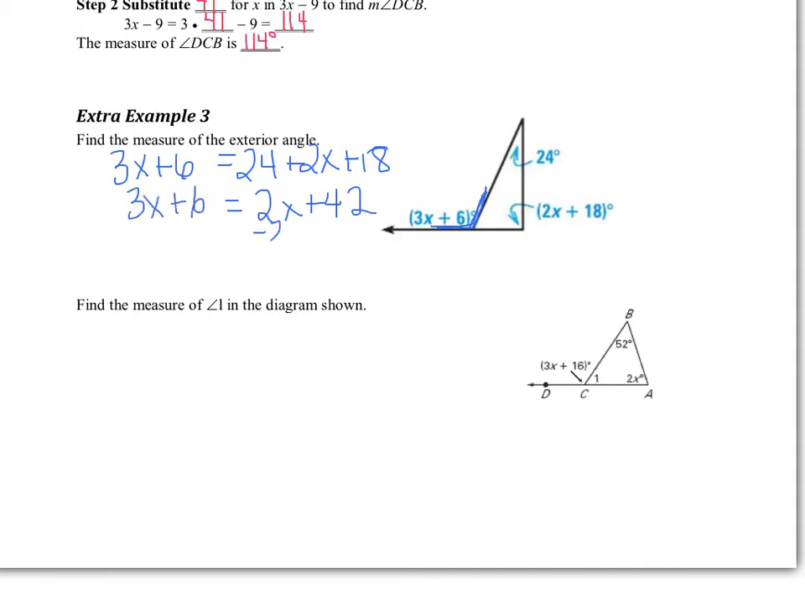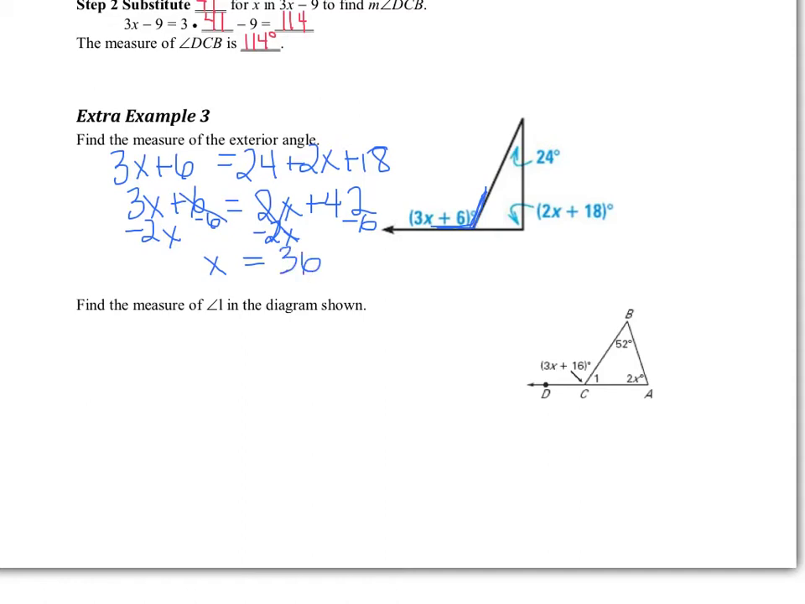Move my like terms to the same side by subtracting this 2x. And then we can subtract this 6 to move it to the other side. So now I have like terms together. So I have x equals 42 minus 6 is 36.